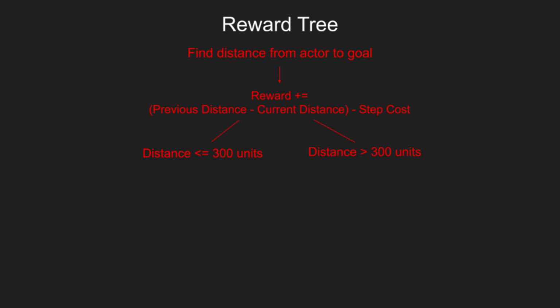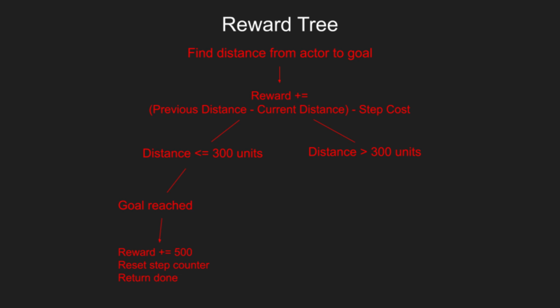To make it more clear what our function will look like, let's go through our logic as a visual example, which we'll later implement directly in blueprints. First, we calculate the reward based on how much closer the character moved towards the goal since its last action, subtracting a fixed step cost to encourage the model not to dawdle. From here, our logic branches into 2 distinct paths. If the character is within 300 units of the goal, we consider this a successful episode. Reward the agent with a large positive bonus, reset the step count, and end the episode.